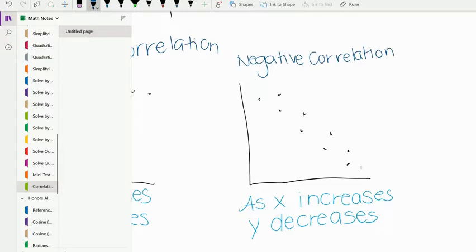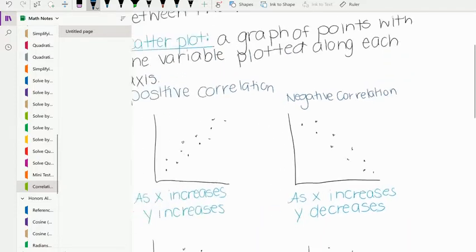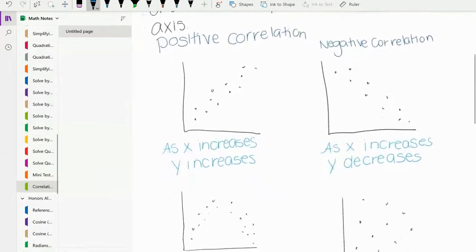An example of negative correlation would be something like the hours of cell phone use and the percent of power left. Obviously, the hours of cell phone use is going to increase, but the percent power will decrease. So the more we use the cell phone, the less power it will have. That would be an example of negative correlation.